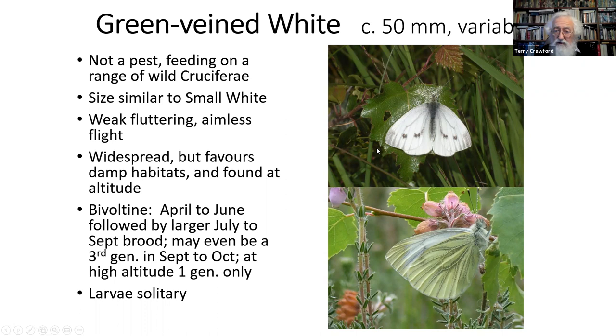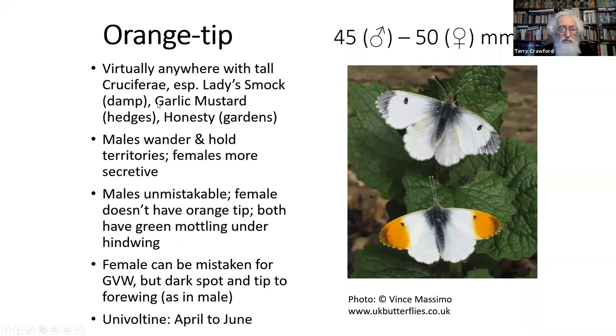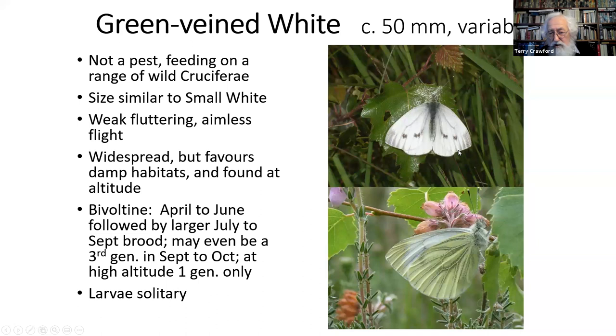Now, they don't have a dark patch of pigmentation like the large white does, and they don't have a much smaller patch like the small white does. They have this sort of rather feeble, smudgy area drifting down the wing a little bit like that. But the really distinctive feature of the green-veined white, and this is why it's called the green-veined white, is that on the underside, the veins have this darker, greener pigmentation running along the veins.